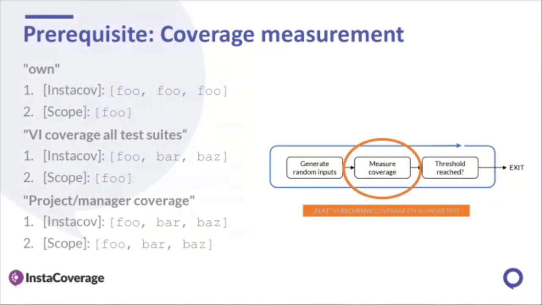When we come back to test generation, this powerful coverage measurement engine of InstaCoverage gives us the possibility to build a powerful test generator, because through this coverage measurement primitive you can configure the test generator, for example, for flat coverage measurement, where we are not interested in sub VI calls, or also for recursive coverage measurement, where the test generator will try to generate tests so that sub VIs are also covered.